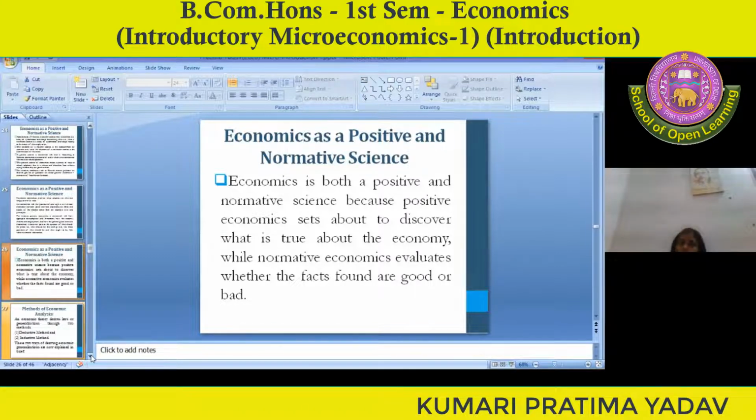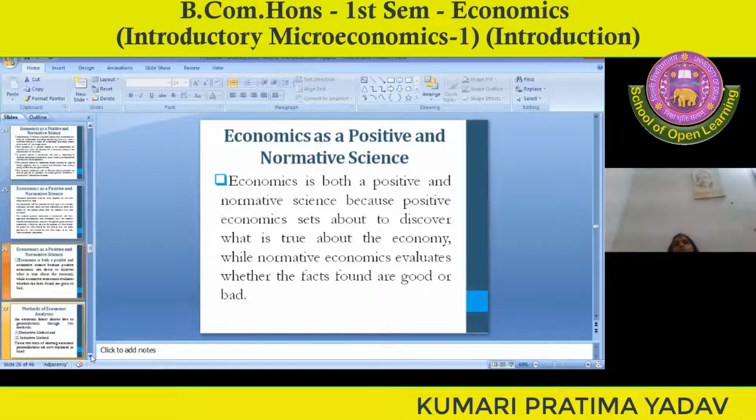So economics is both a positive and a normative science, because as a positive science, economics sets about to discover what is true about the economy, while as a normative science it evaluates whether the facts found are good or bad. So basically economics is a positive and normative science. Positive science because it talks about facts and figures, whatever they are.